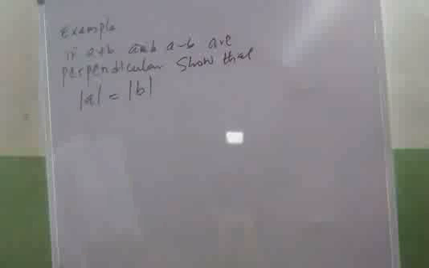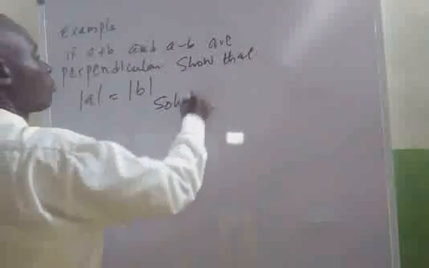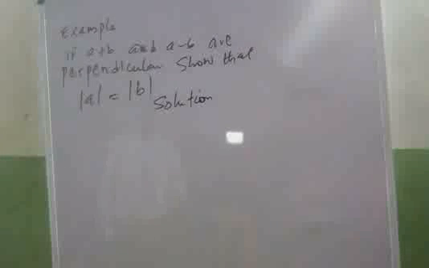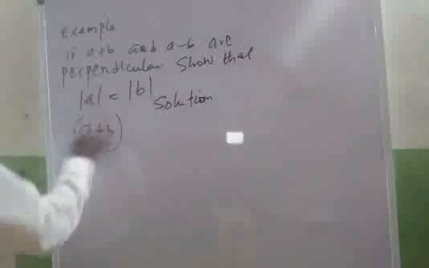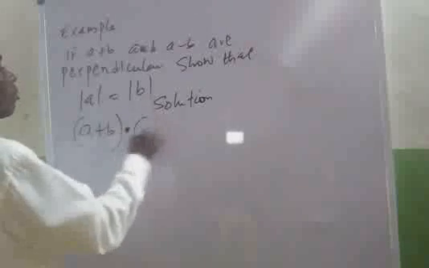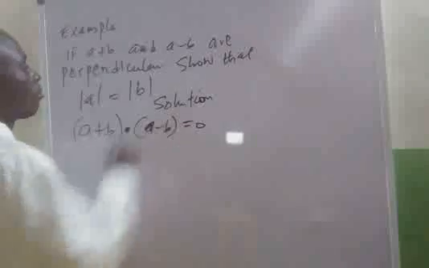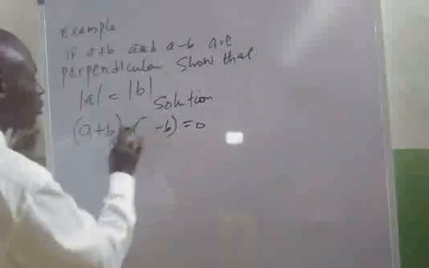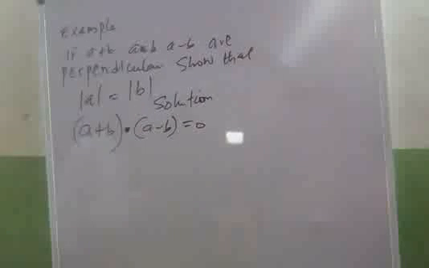If A plus B and A minus B are perpendicular, show that the modulus of A is equal to the modulus of B. Solution. Now, recall that if A plus B and A minus B are perpendicular, it means that their dot product must be equal to 0. So I'll say A plus B dot A minus B must be equal to 0. That's the condition for perpendicularity.